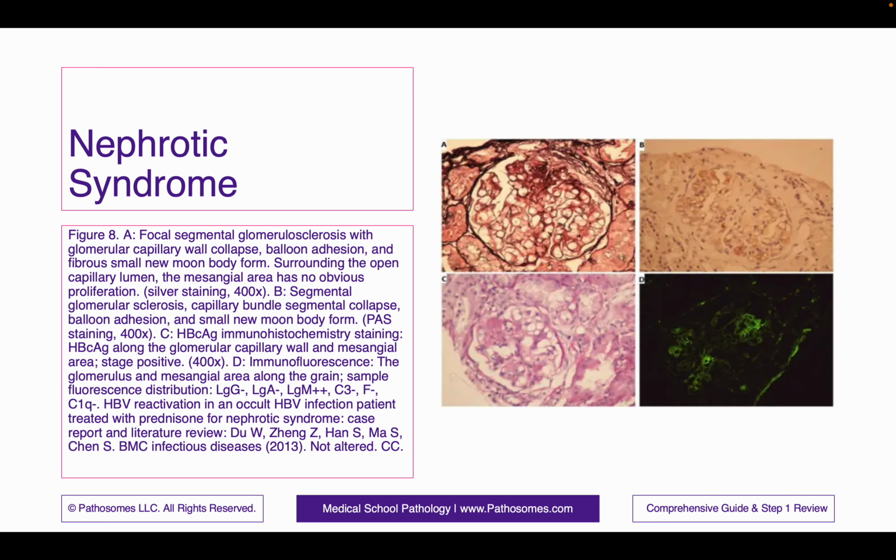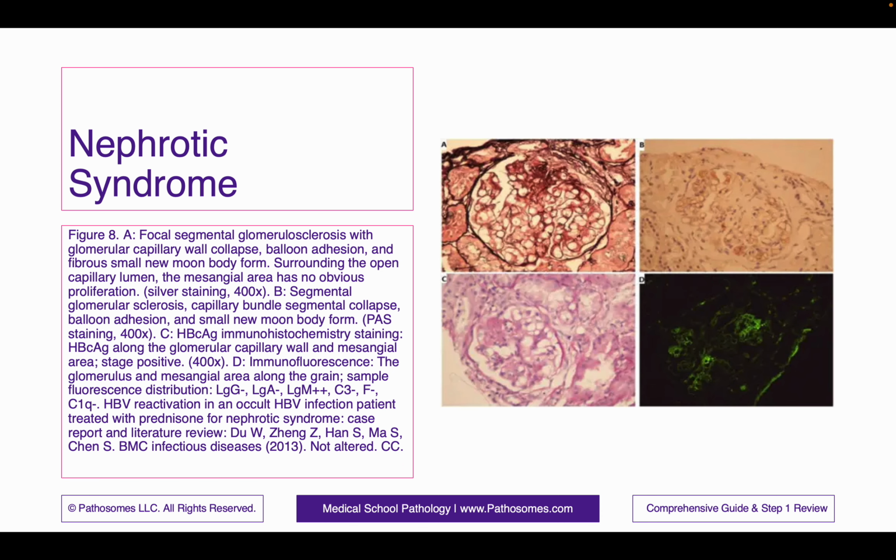And this is a microscopy that you will definitely be asked about. So let's cut into this. We have A, B, C, and D. In A, we can see FSGS. In B, we can see segmental glomerulosclerosis. Note the capillary bundle and the segmental collapse. On C, we can see hepatitis B core antigen immunostain. And with D, we can actually see immunofluorescence showing the glomerulus and the mesangial area along the grain.